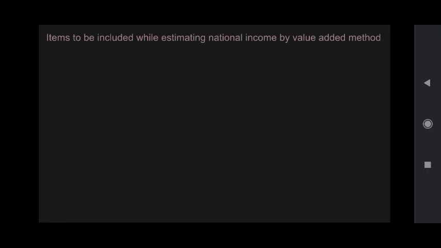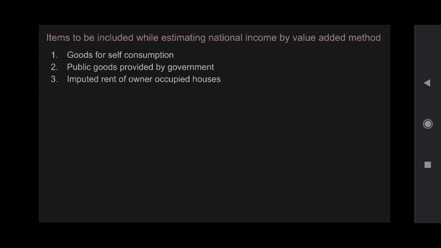Now, important things which you need to know: what are the items you will be including while estimating national income under value added method. The goods for self consumption will always be included, since you have added something to the flow of goods and services. Then any public goods which are provided by the government, and an imputed or estimated rent of owner occupied houses will be included in estimating national income through this method.